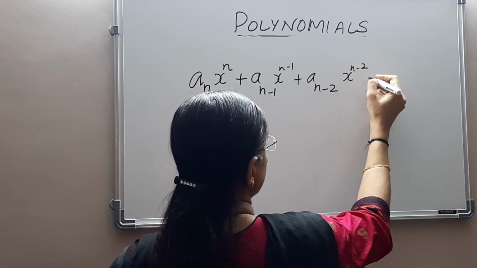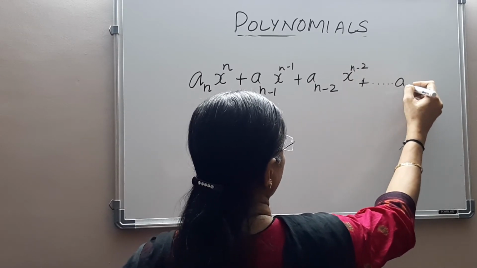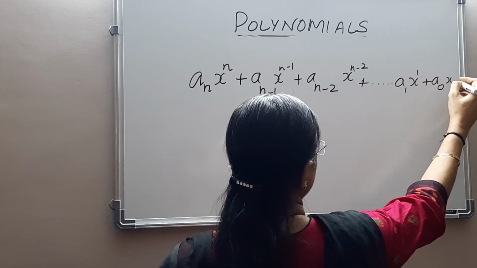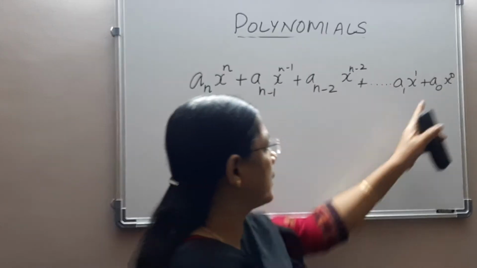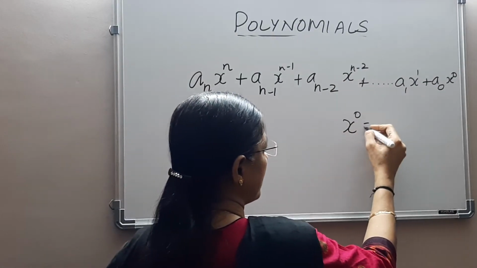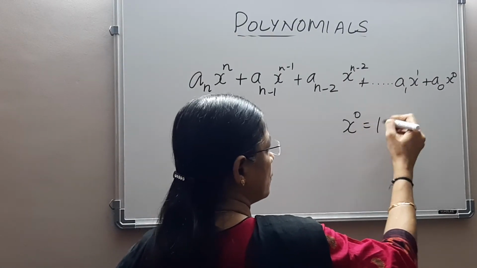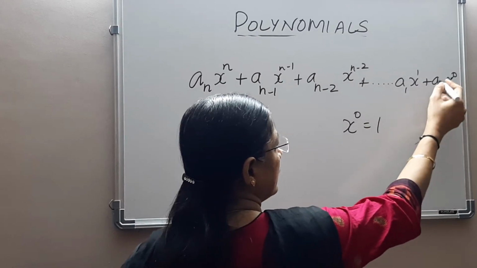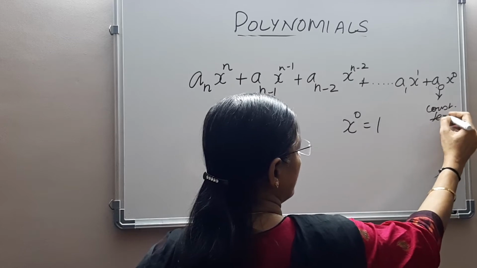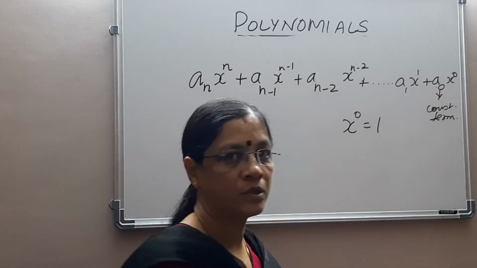x to the power n minus 2, and at one point you have a1 x1 plus a naught x naught. What is a naught x naught? X power 0 is always 1, isn't it? Any number raised to the power 0 is 1. So this is 1, and you get a constant term here. Always the polynomial ends with a constant term.